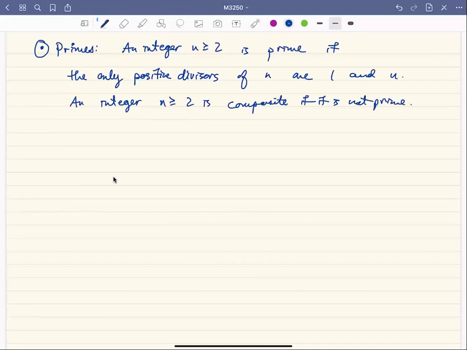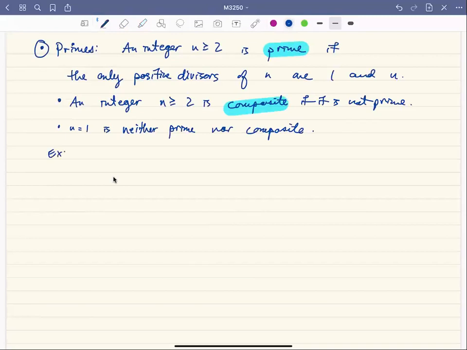And therefore, it's a binary condition for all integers 2 or greater. You're either prime or you're not. Okay, so these are the important definitions here, prime and composite. Notice that n equals 1 is not prime and not composite, so it's neither prime nor composite. And there's good reasons for that, which we'll get into.